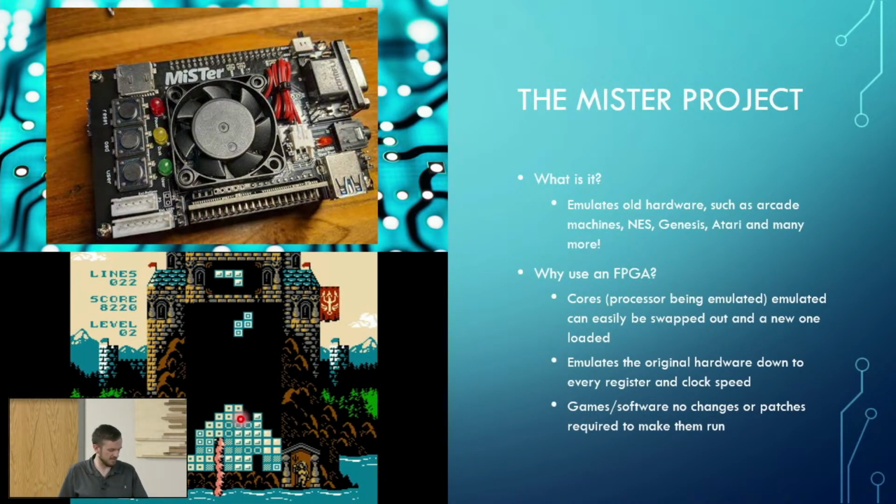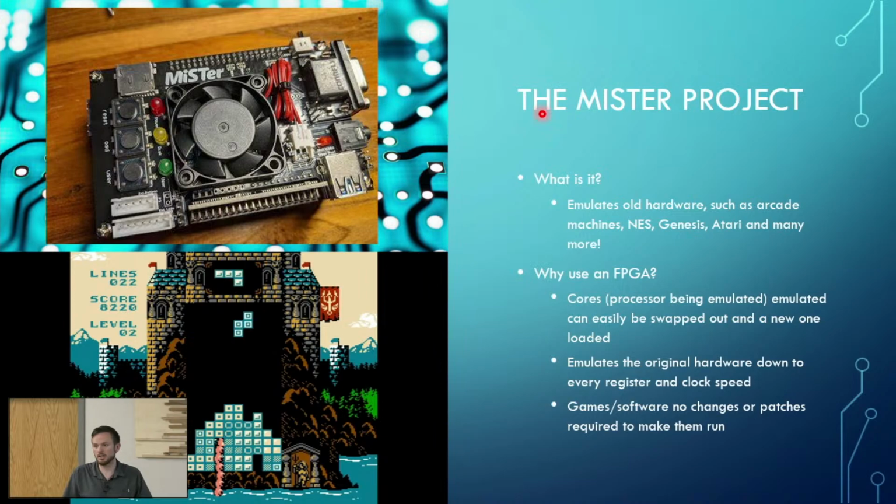And then the last thing is what's called the MiSTer project. I have nothing to do with this. This is an open source project that you can go and experiment with. This board is, I think, around $200. But basically, it has a bunch of cores that you can load onto it from an SD card. And it allows it to become an arcade machine, NES, a Genesis, Atari, many more, Commodore 64, whatever you want it to be. There's a lot of cores available.